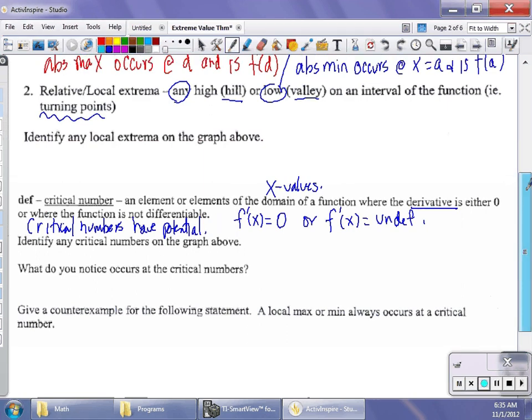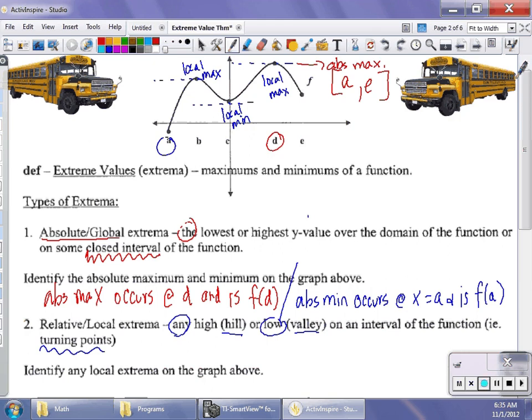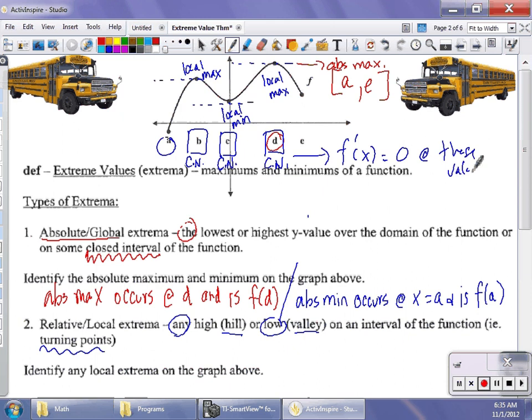Well, we can see from the graph above that the derivative is 0 at B, the derivative is 0 at C, and the derivative is 0 at D. So we have a critical number. So B is a critical number, C is a critical number, and D is a critical number. Why? Because f prime of x, the first derivative, is 0 at these values.